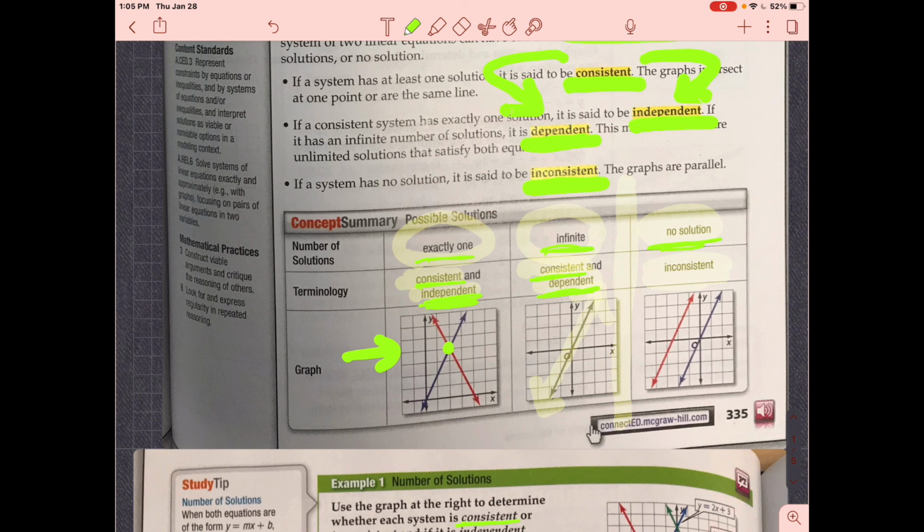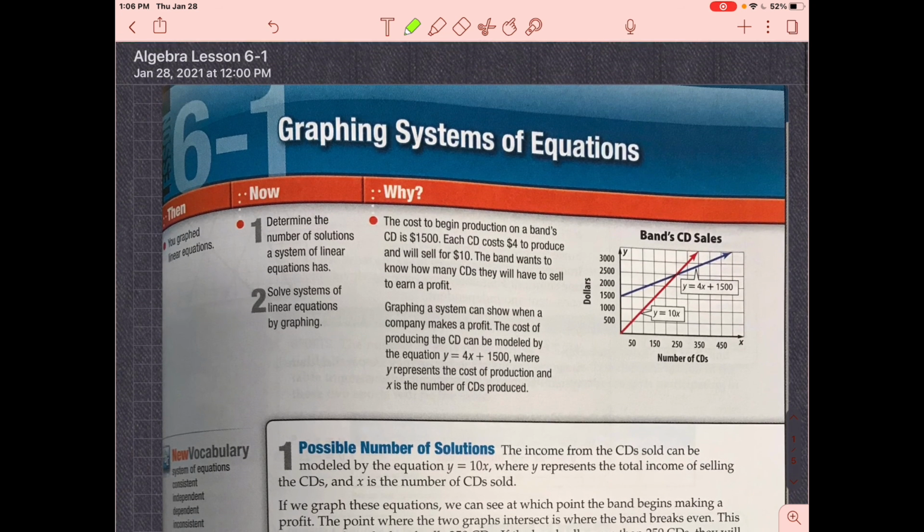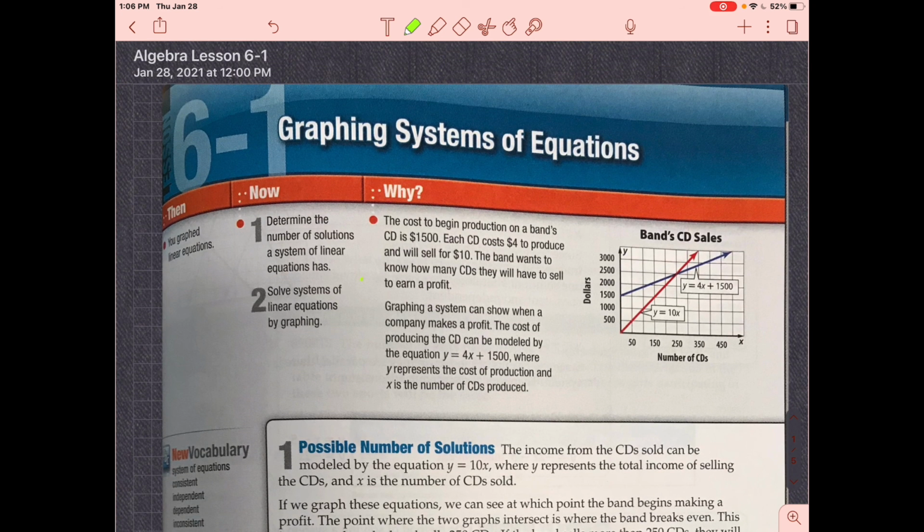And then the other situation is that it could be parallel lines, in which case we will call that inconsistent. Hopefully you took some notes there. That's also in your textbook, so you can go back and look at that. The other thing we saw was that we can solve systems of linear equations just by graphing them, because we can look at where the lines cross.